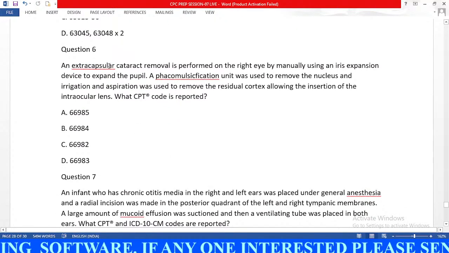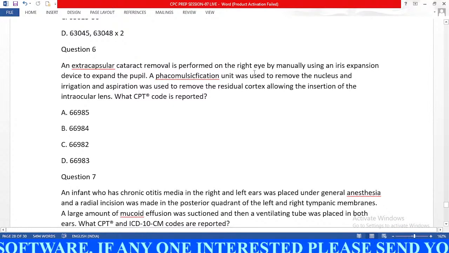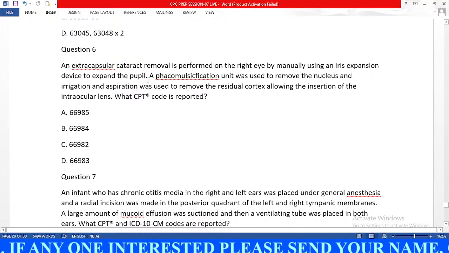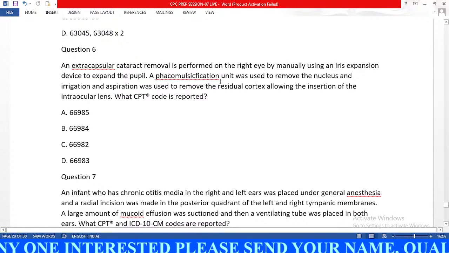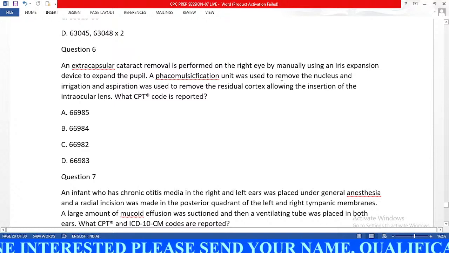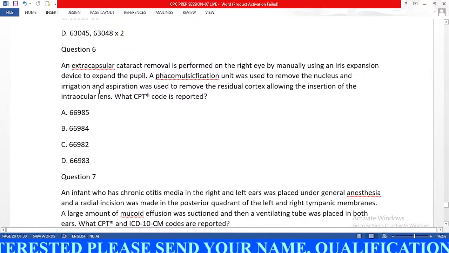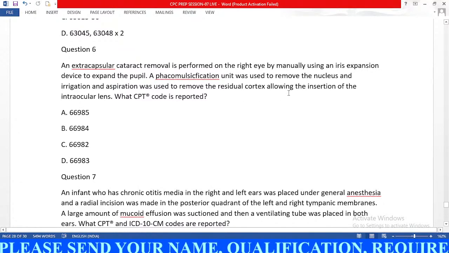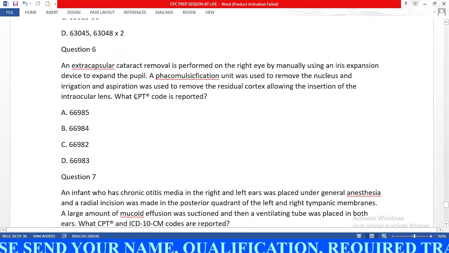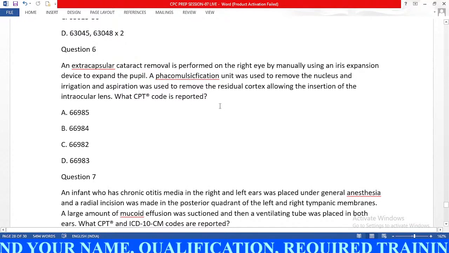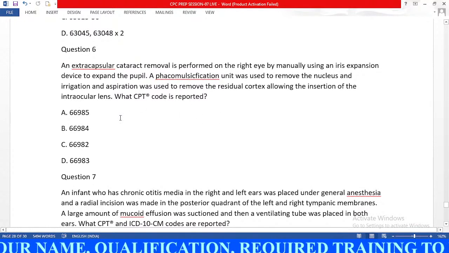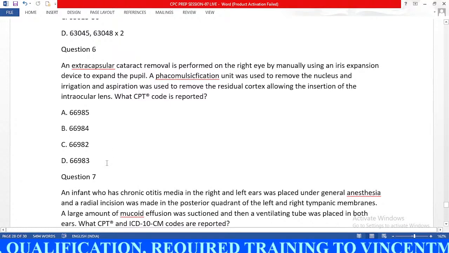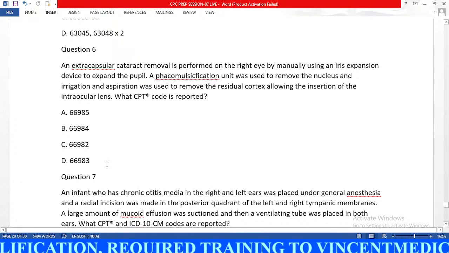An extracapsular cataract removal is performed on the right eye by manually using an iris expansion device to expand the pupil. A phacoemulsification unit was used to remove the nucleus, and irrigation and aspiration was used to remove the residual cortex, allowing the insertion of the intraocular lens. What CPT code is reported? 66985, 66984, 66982, 66983.